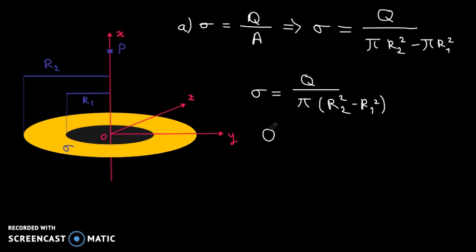So capital Q, total charge on the disk, is equal to, in terms of the given variables, sigma times pi times parentheses R2 squared minus R1 squared. So this is the total charge on the disk in terms of the given variables in the problem.